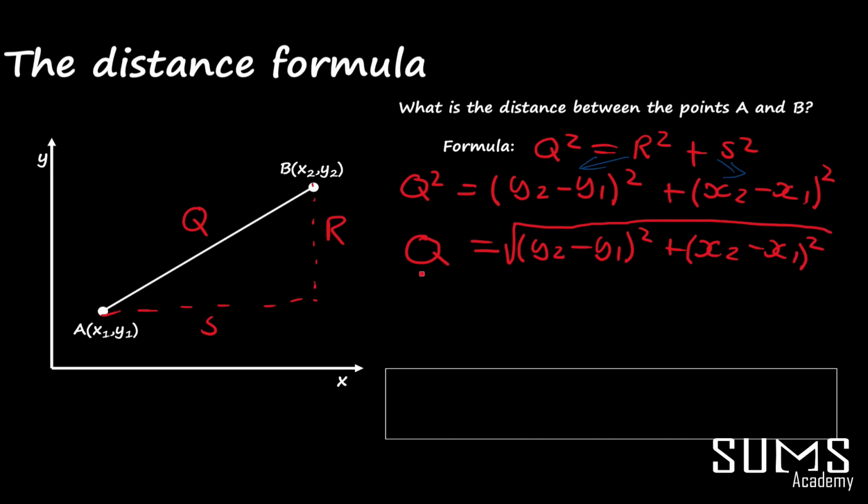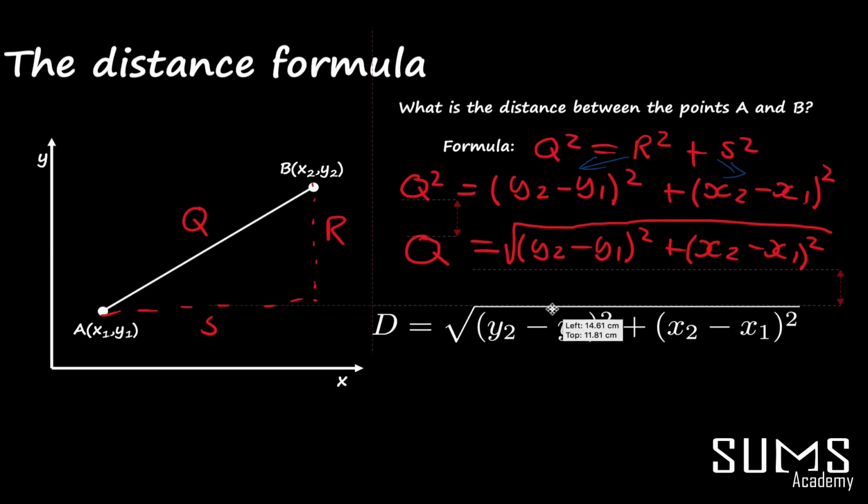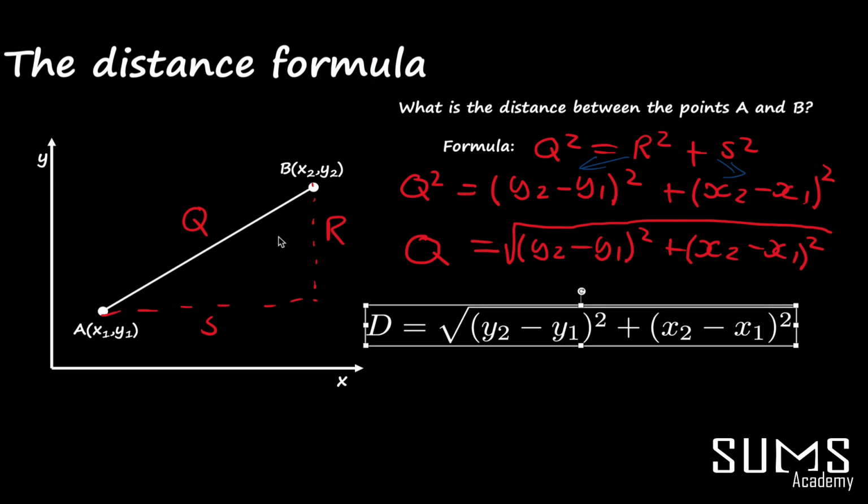So that's how you get the formula from first principles. So that's how you derive it. I've got that written out a bit neatly. So I hope from this you should now understand how to use the distance formula and how the formula is derived.